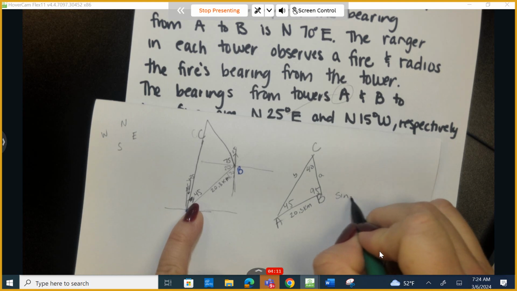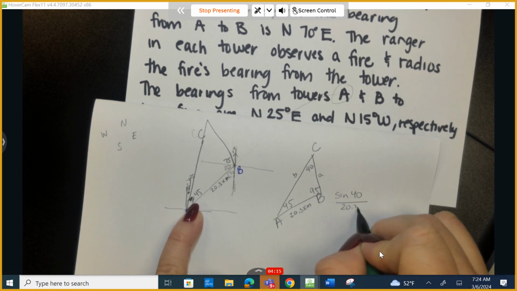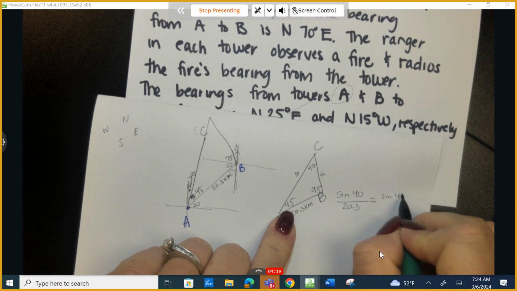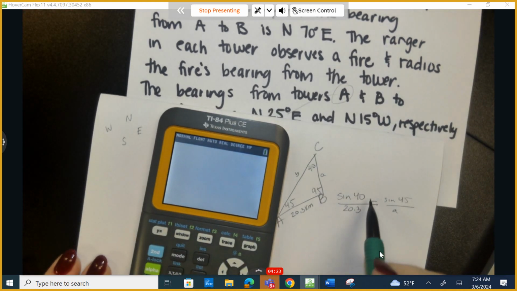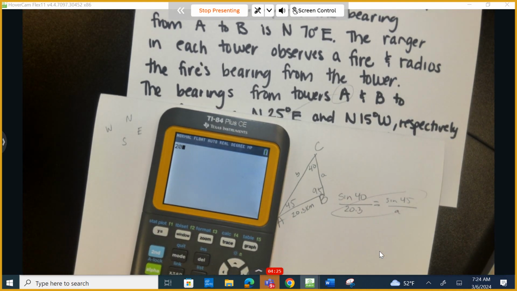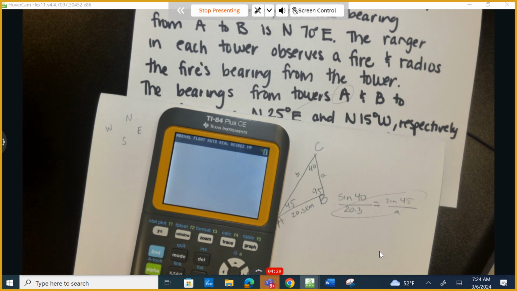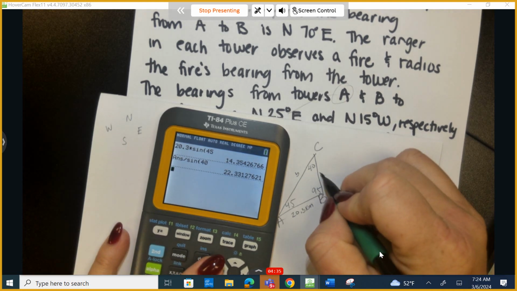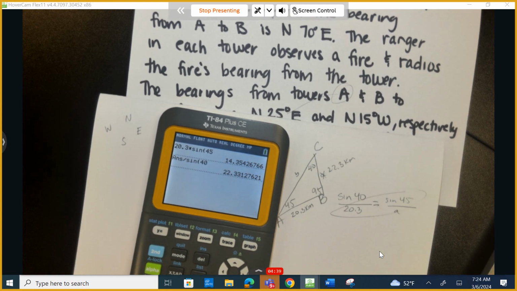I would do the sine of 40 degrees over 20.3 is equal to the sine of 45 over side a. So on my calculator, if I don't show my work here, I'm going to start by multiplying these. 20.3 times the sine, make sure you're in degrees, of 45, and then divide by the sine of 40. For anybody that finished, how many of you were able to get this to be 22.3 kilometers? Anybody? Okay, about 5 of us.